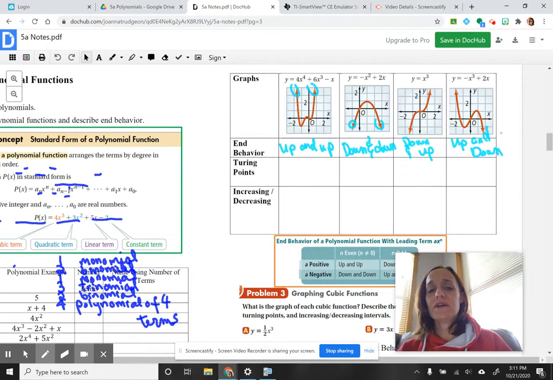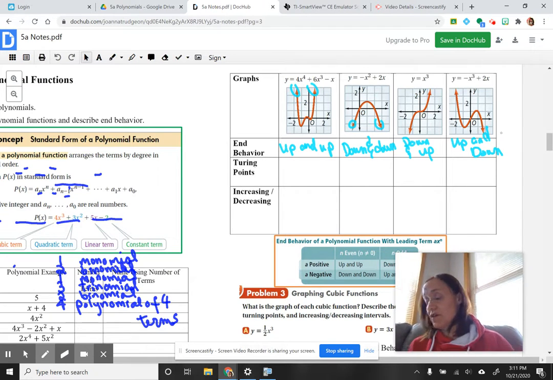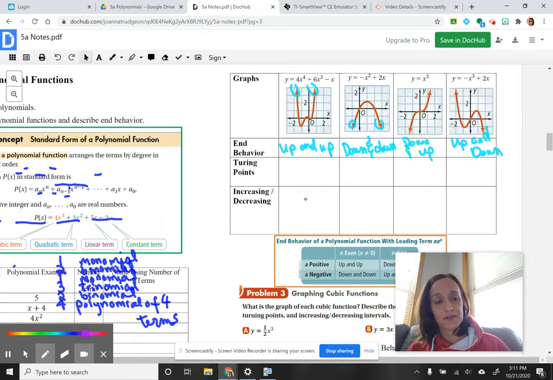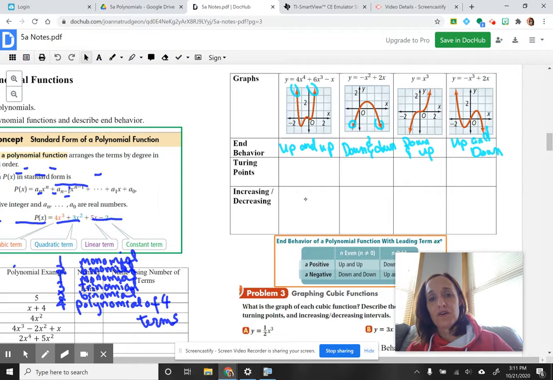Now, in terms of turning points, how many turning points are there and what are they? This one has, unfortunately, not enough room in this little box, so write small when we do this. There are 3 different turning points. It turns right here, and right here. And I am going to do this with you in the calculator. We'll talk about some of these other ones first, and I'm going to go back to that one.